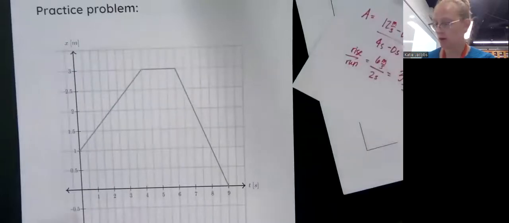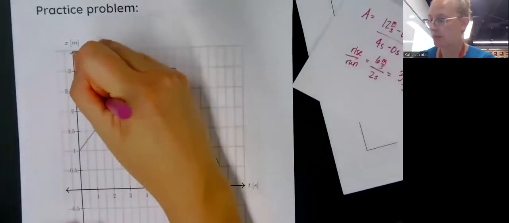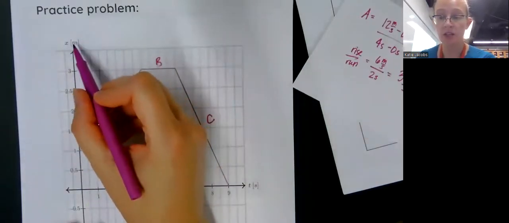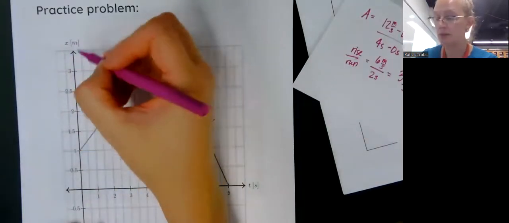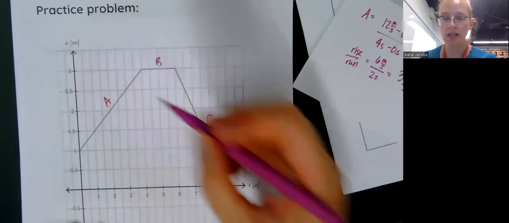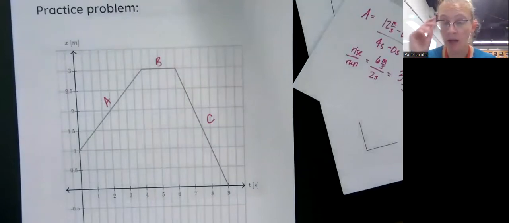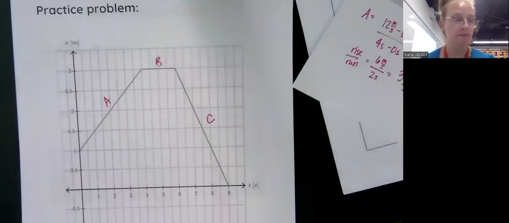Here is a second practice situation where you have 3 segments, A, B, and C. This is a position versus time graph, so meters is on the y-axis and time is on the x-axis. Go ahead, pause this video, and see if you can calculate the slope of each of these segments. And then I will show you the answers.